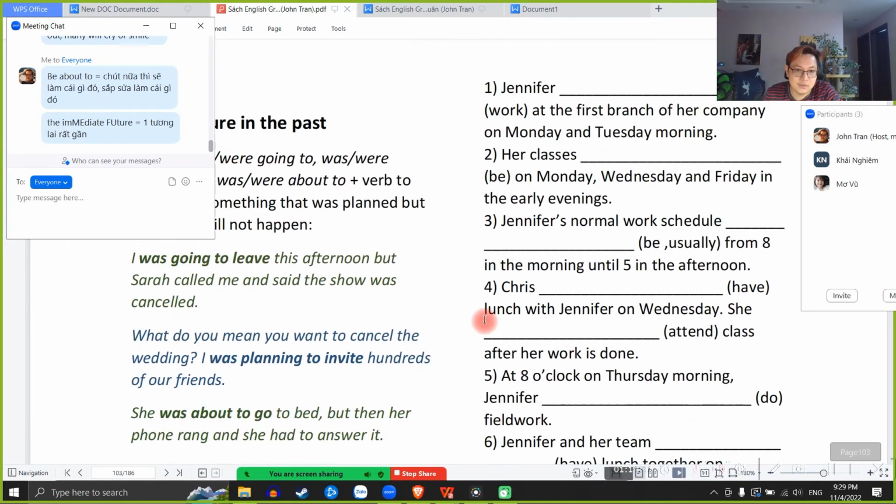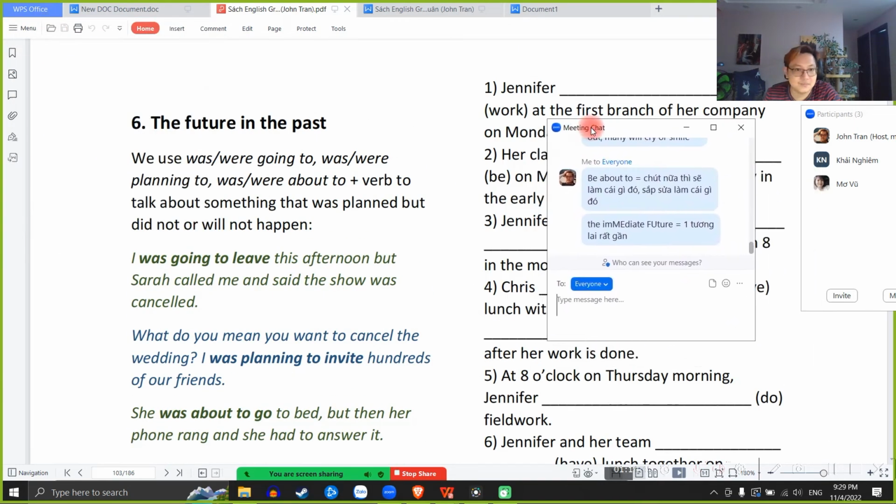Okay, now we have something, the last thing, the future in the past. Nghiêm này. Tương lai trong quá khứ, the future in the past. We use was for going to, was for planning to, was for about to, plus verb to talk about something that was planned. But did not or will not happen.